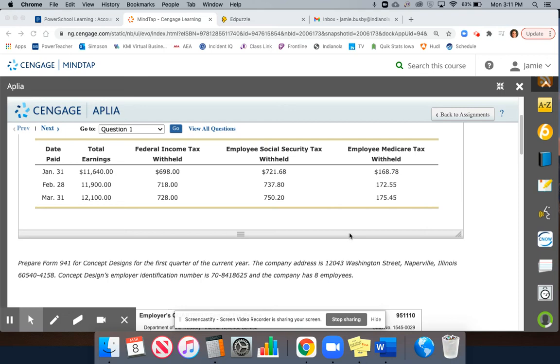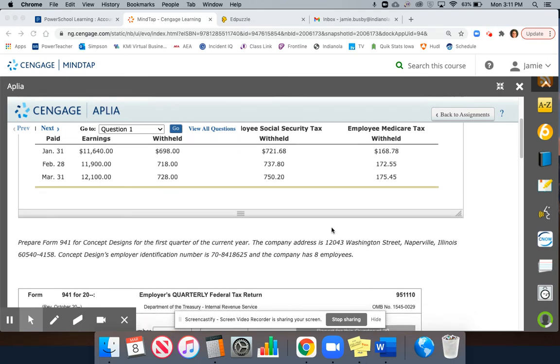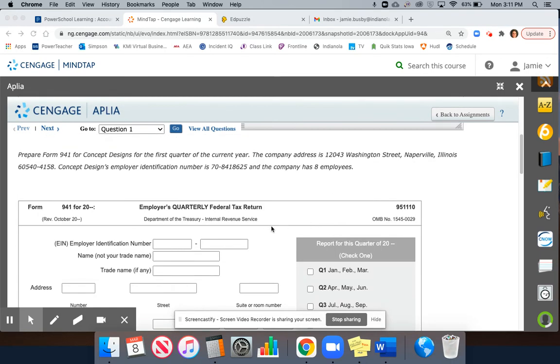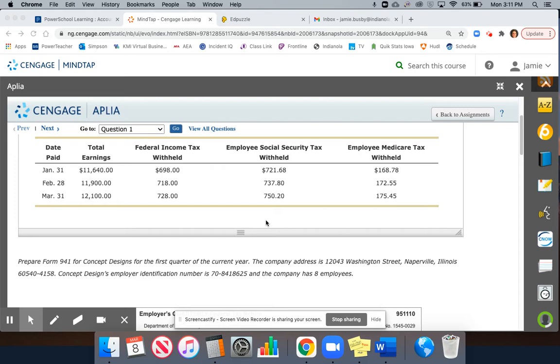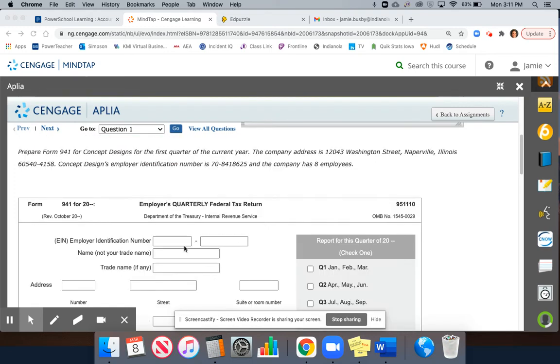In Section 13-3 Work Together, we're preparing a Form 941, which is the employer's quarterly federal tax return. So all the information that you need is given in the instructions. So we are starting at the top and working our way down. The employer's EIN, or identification number, coming from the instructions.